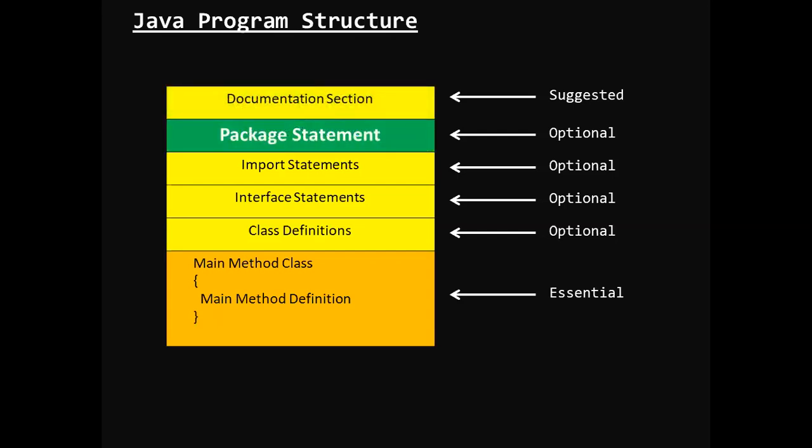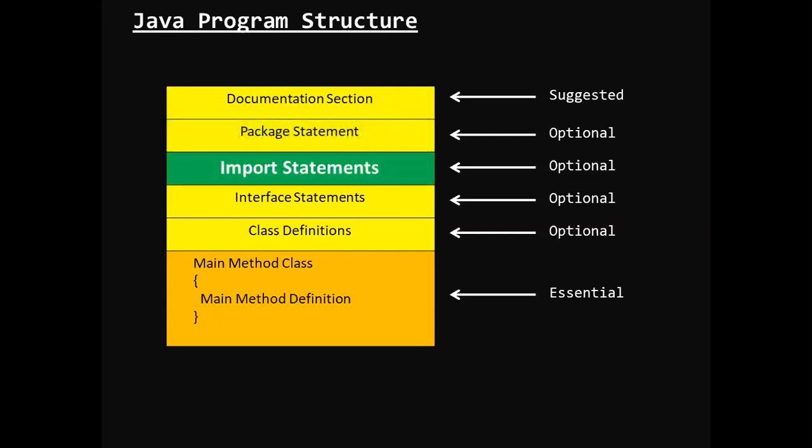Package statement. The first statement allowed in a Java file is a package statement. This statement declares a package name and informs the compiler that the classes defined here belong to this package. Example: package student. The package statement is optional. That is, our classes do not have to be part of a package.